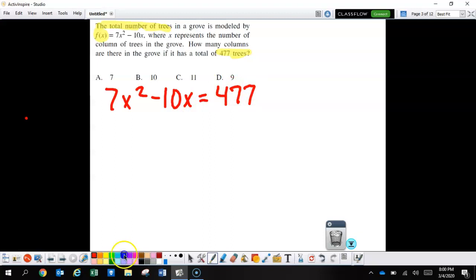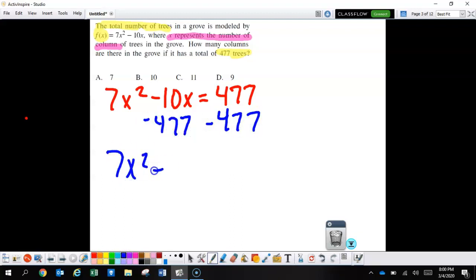Okay, and now what we want to do is solve for the columns. The reason we're going to solve for x is because x represents the number of columns. So we want to know how many columns there are, so we're solving for x. Now you can do this many ways. The first thing I want to do is set it equal to 0. So 7x squared minus 10x minus 477 equals 0.